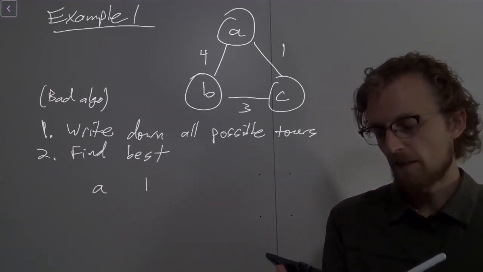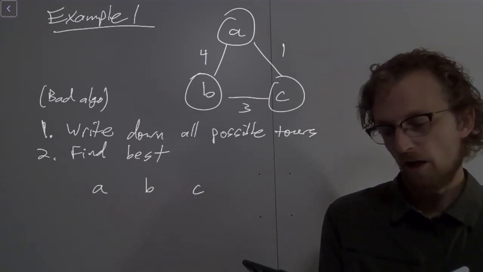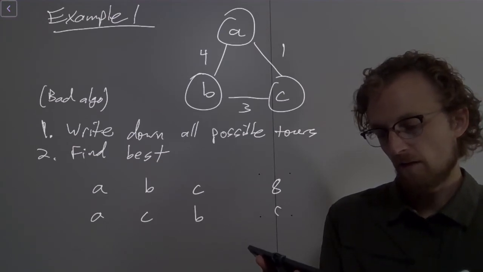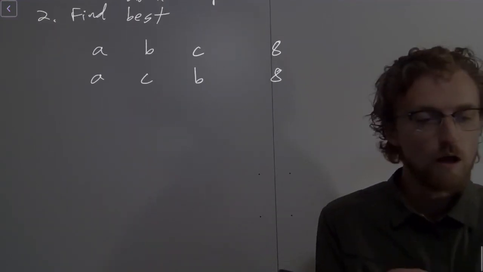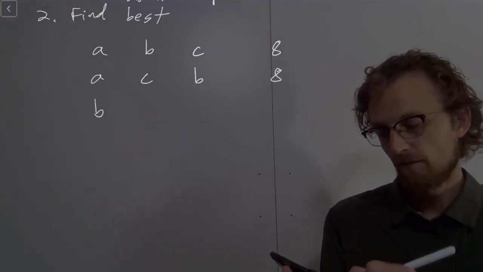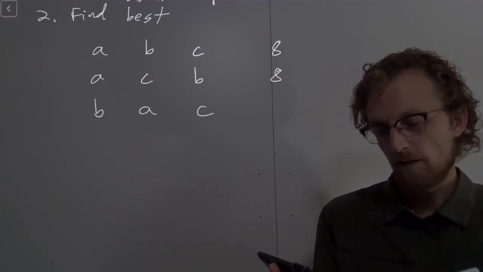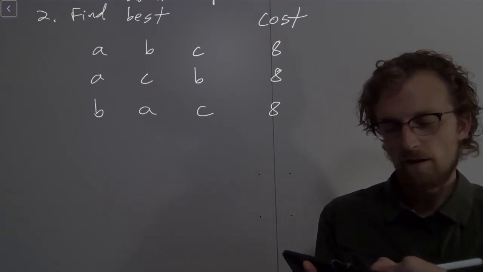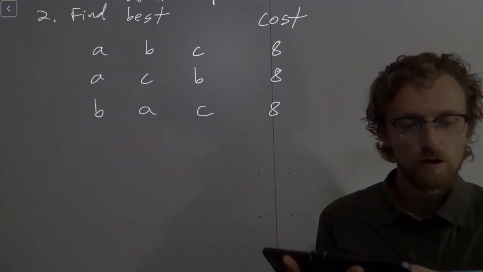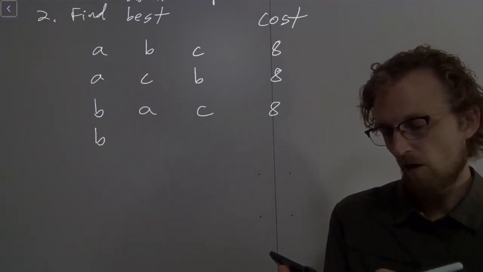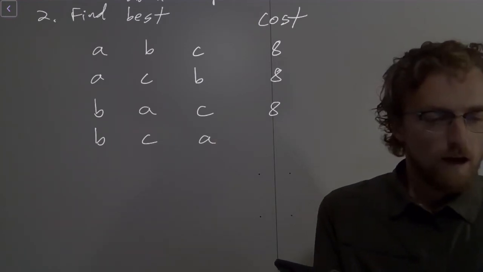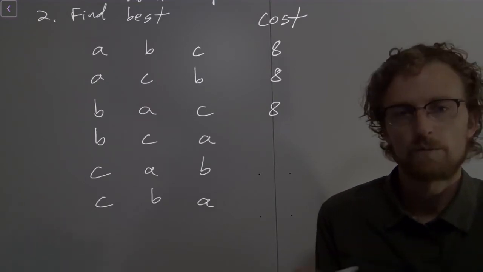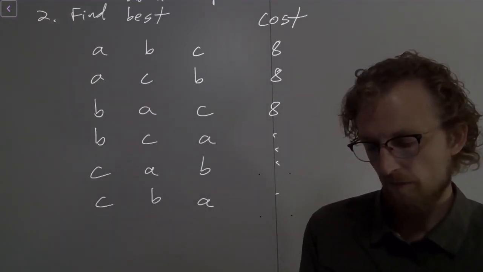Well, we could go A, B, C. And that has a cost of 8, right? We could go A, C, B, has a cost of 8. We could go BAC. BAC has a cost of 8. The writing down the cost is going to get boring here, right? Because they're the same for every single one. And so BAC, or we could go BCA. We could go CAB, and we could go CBA. Okay, all with a cost of 8.